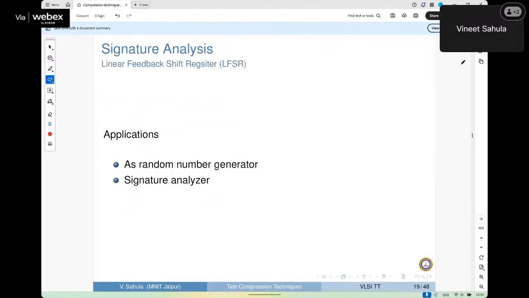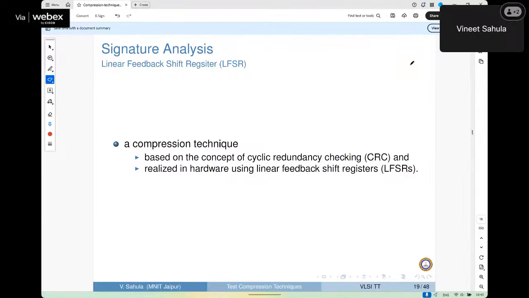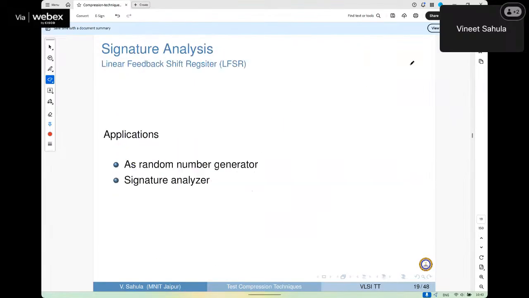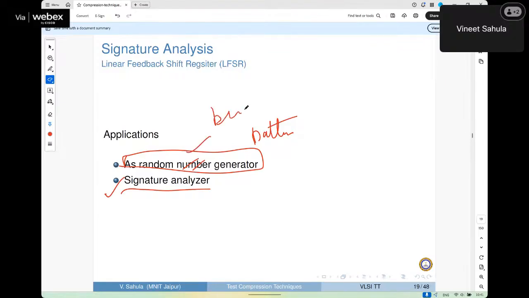We are studying LFSR from the point of view of two major applications. The first application which we wanted was signature compaction. And the other application, which is very prominent and very useful, is random number or random pattern generation. A number is a binary bit sequence. This number is equivalent to a binary bit pattern. Fine.